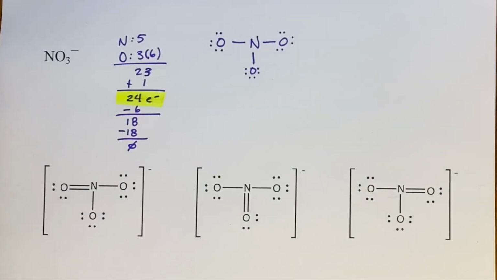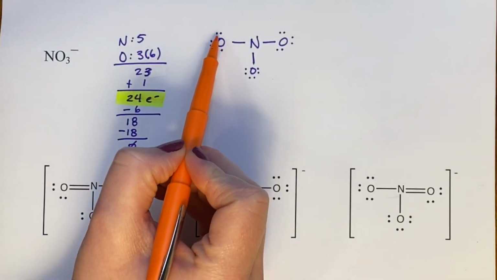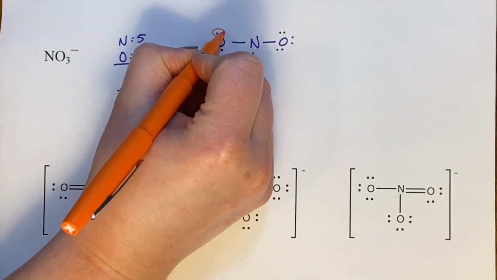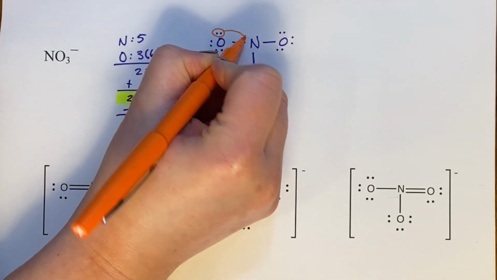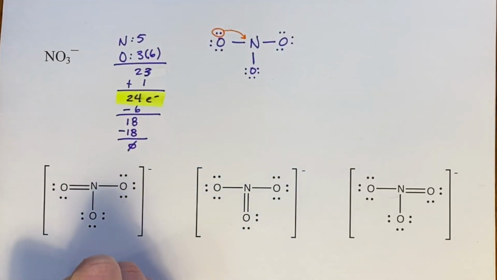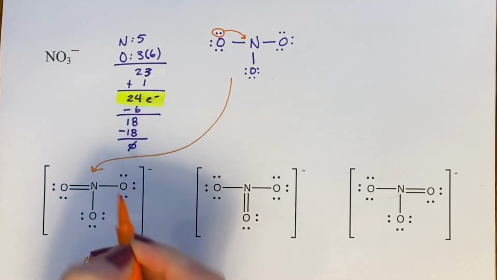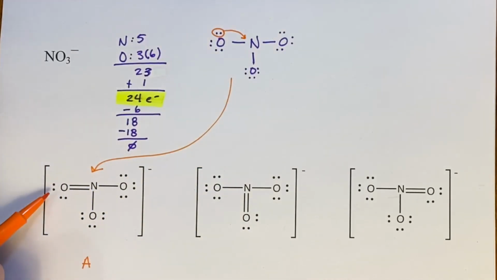If I first look at the oxygen here on the left, this oxygen has 3 lone pairs, and if this oxygen shares this lone pair with the nitrogen, that's going to give me this structure here, which I will call A, where this oxygen used its lone pair to create that double bond in the structure.